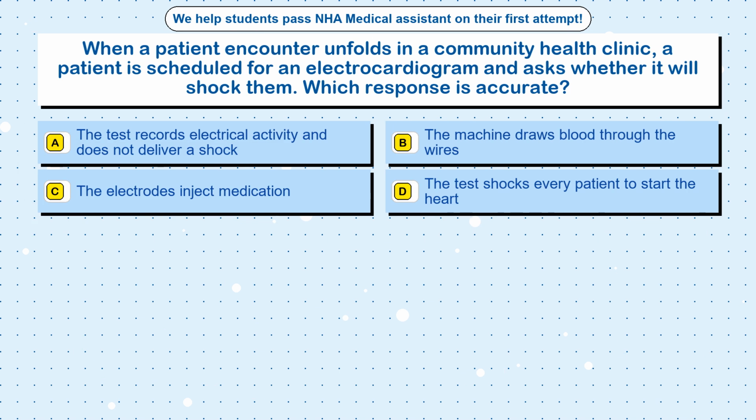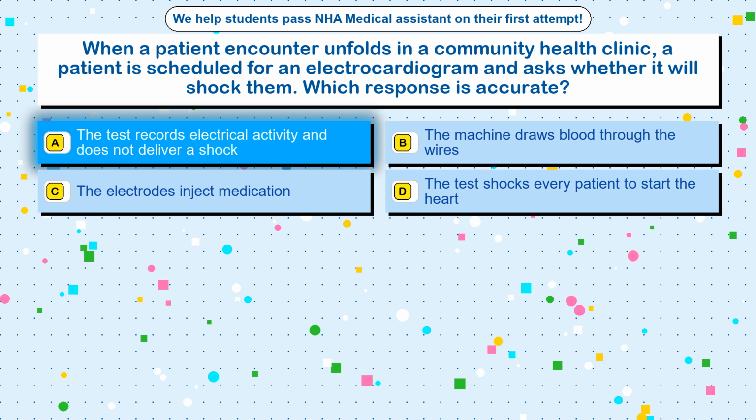Question 25. When a patient encounter unfolds in a community health clinic, a patient is scheduled for an electrocardiogram and asks whether it will shock them. Which response is accurate? Option A, the test records electrical activity and does not deliver a shock. Option B, the machine draws blood through the wires. Option C, the electrodes inject medication. Option D, the test shocks every patient to start the heart.